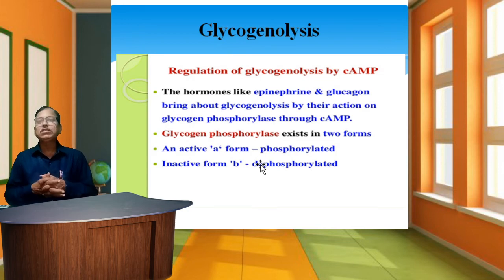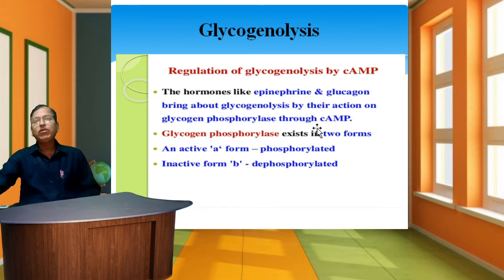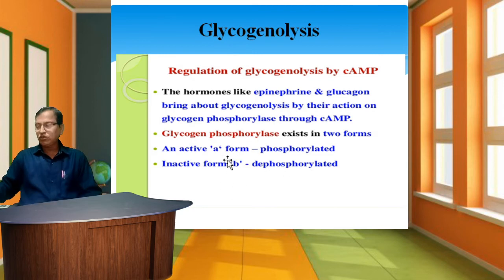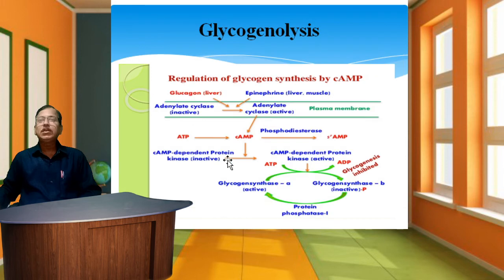Regulation of glycogenolysis by cyclic AMP: specific hormones, that is epinephrine and glucagon, bring about glycogenolysis by their action on glycogen phosphorylase through cyclic AMP. Glycogen phosphorylase exists in two forms: an active A form, phosphorylated, and an inactive B form, dephosphorylated. These two forms are also important in the regulation. So this is a schematic representation of this process in the diagram.